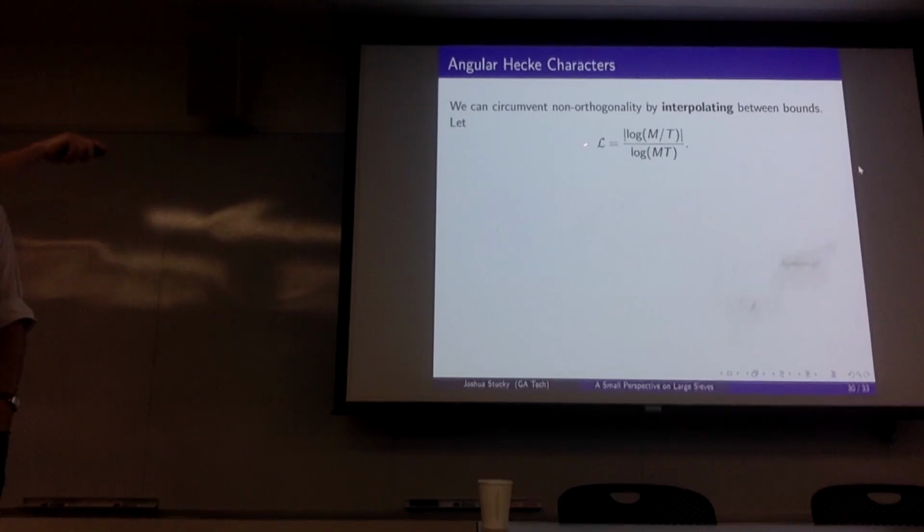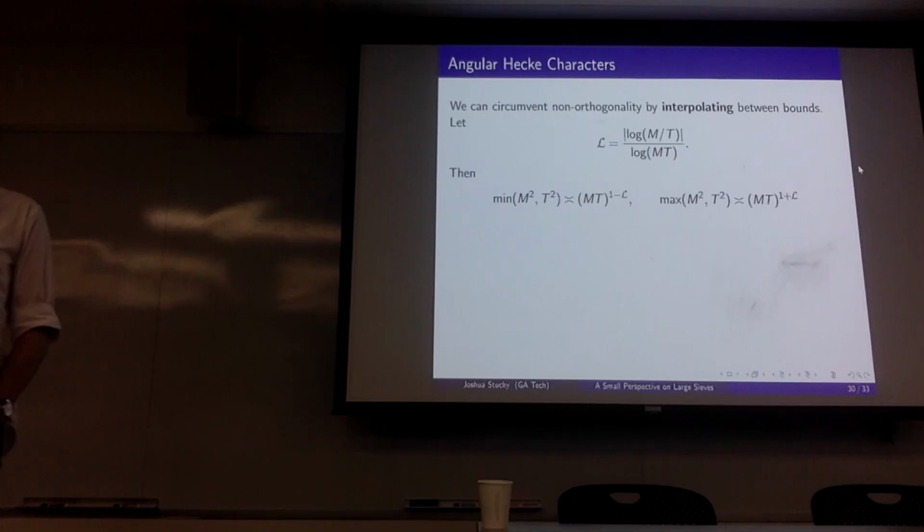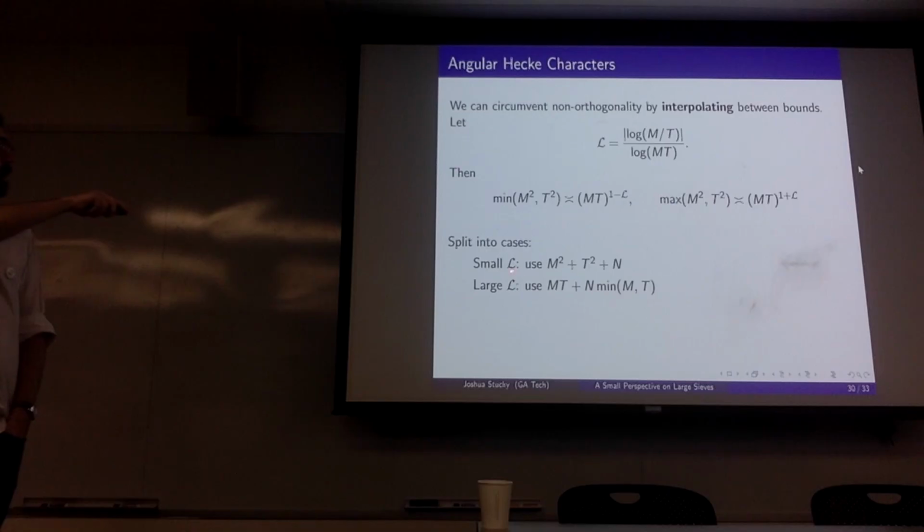So let's cook up this parameter here. This is going to measure how far apart m and t are from one another. If m and t are the same, this is 0, and this parameter is at most 1. So this is some real number between 0 and 1 that's measuring the spread of m and t. Just to be clear, you can relate the minimum and maximum of m squared and t squared to this parameter in this way. And the idea of how you might make this work is you split into cases. If L is small, meaning m and t are close together, then this thing is close to being optimal. But if m and t are far apart, that forces one of m or t to be small, and then this estimate is the one you would want to use.